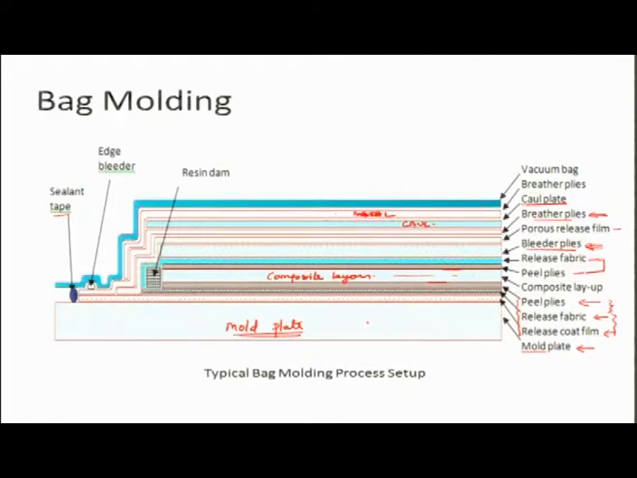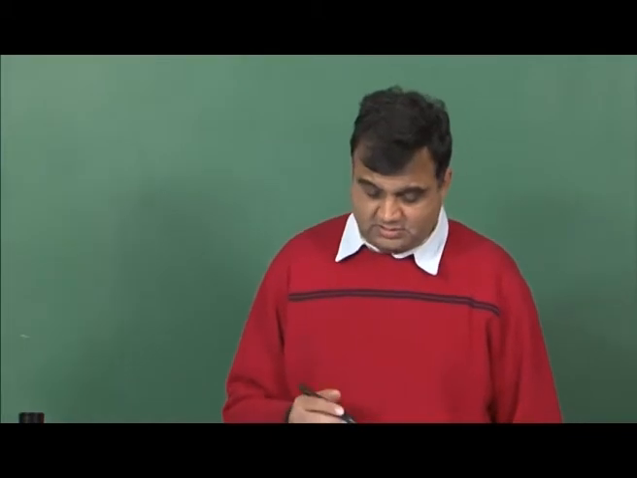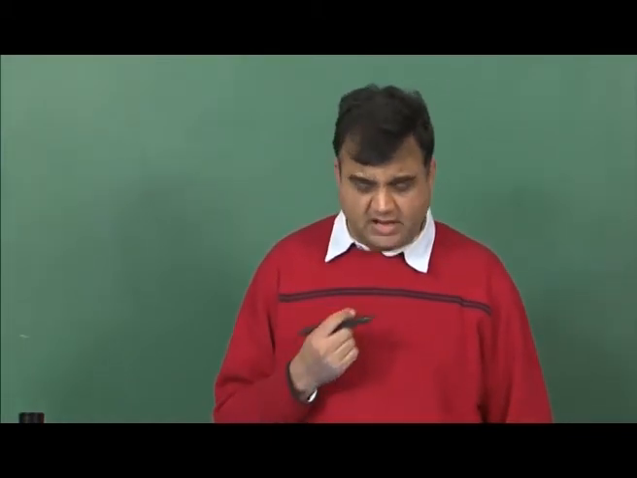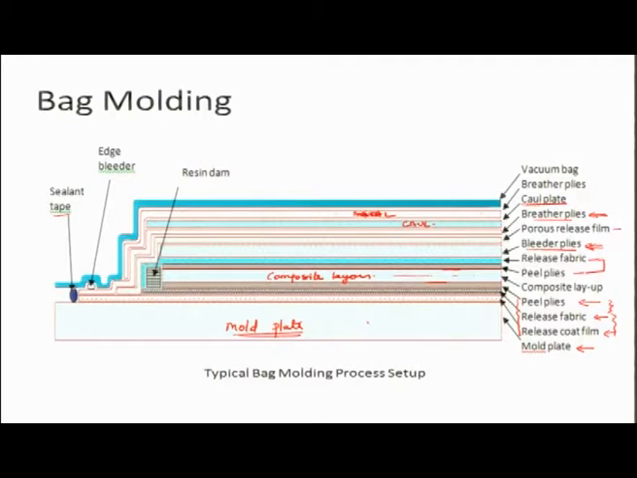As you see, it is a very complicated structure. Just to make one structure you have maybe 10-12 different parts, and all these parts get thrown off, and then you put a new set of parts in each production process. So it is expensive, but it gives very high quality parts. The sealant tape ensures that air from outside does not come in, and maybe here you can connect it to vacuum.